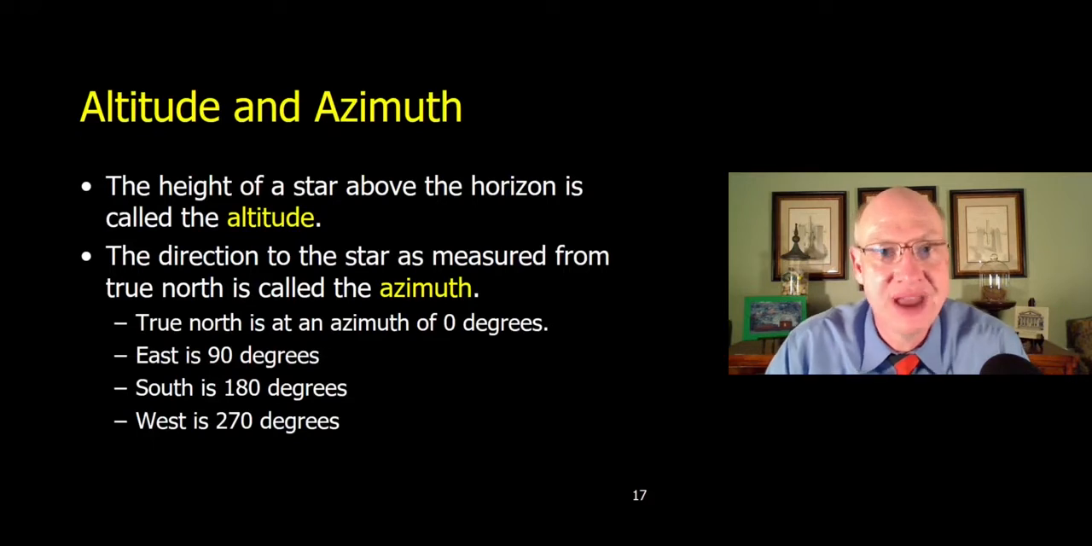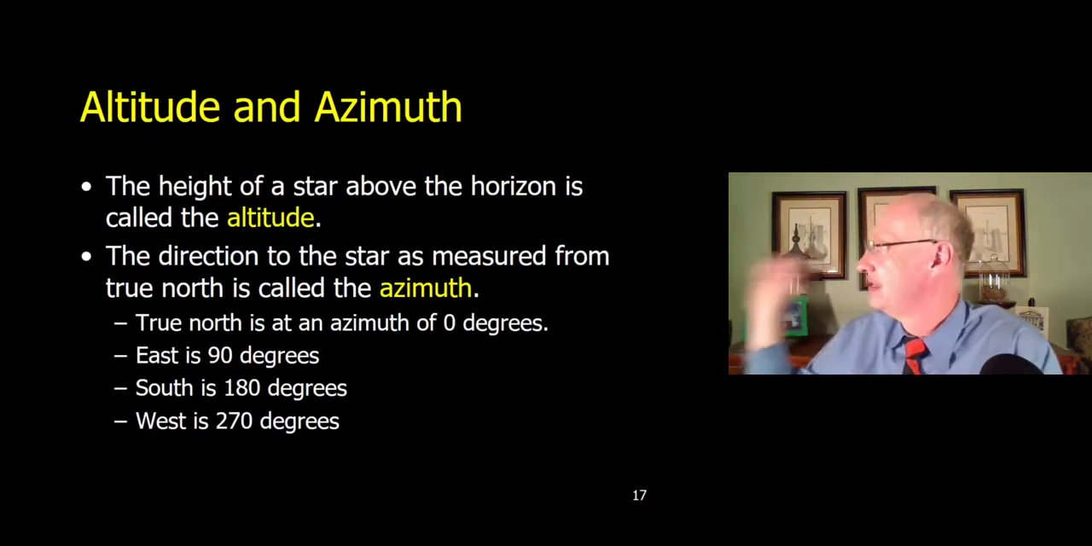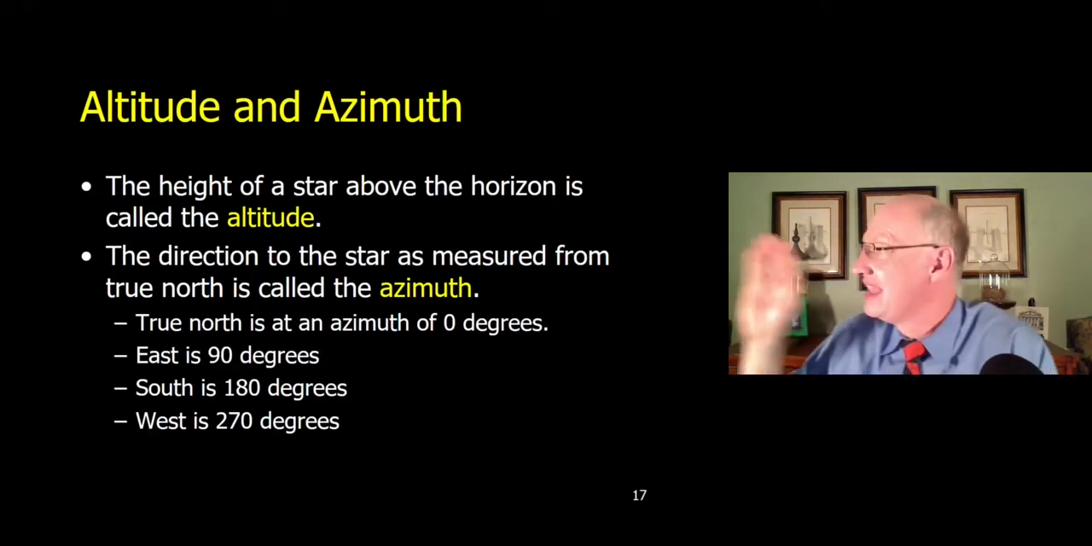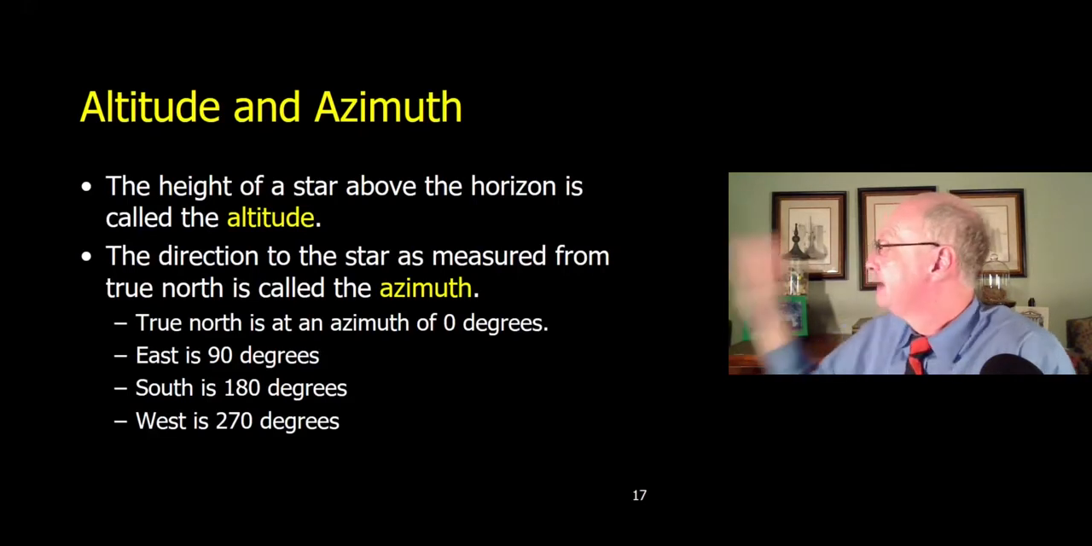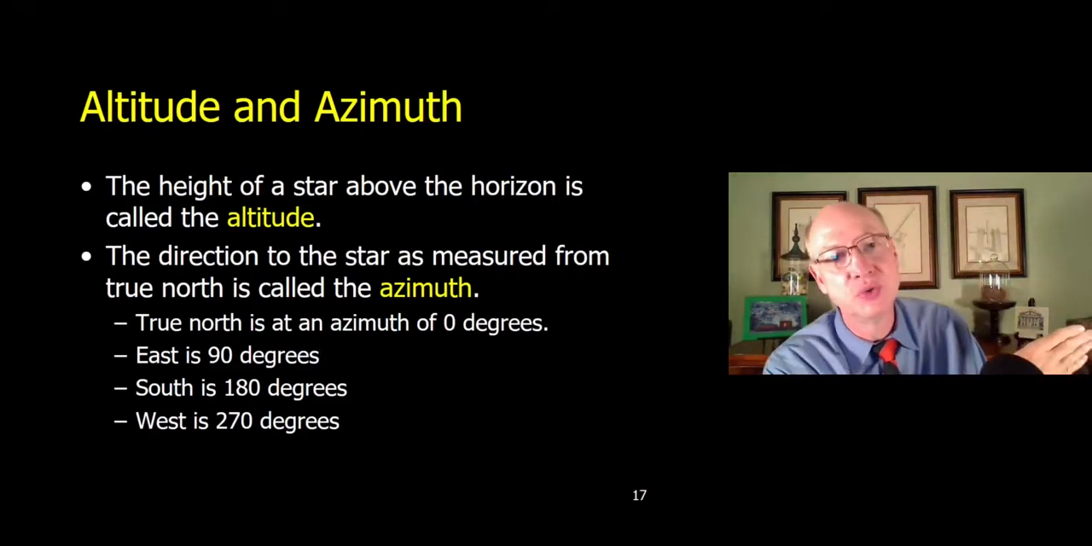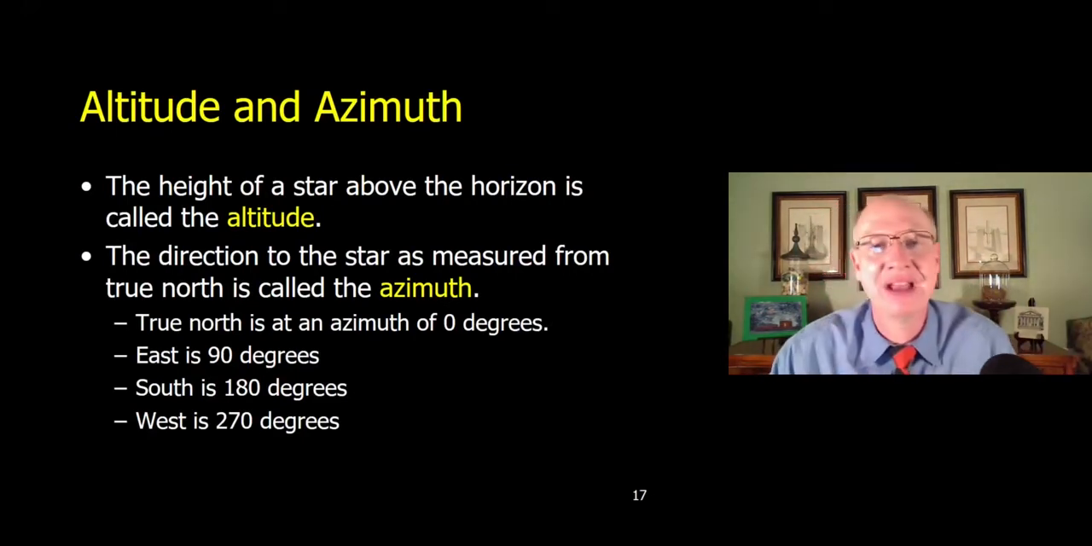So remember, you never eat soggy waffles from elementary school, right? North, east, south, west. North is an azimuth of 0 degrees. East is an azimuth of 90. South is an azimuth of 180. West is an azimuth of 270. And it brings me back to north.